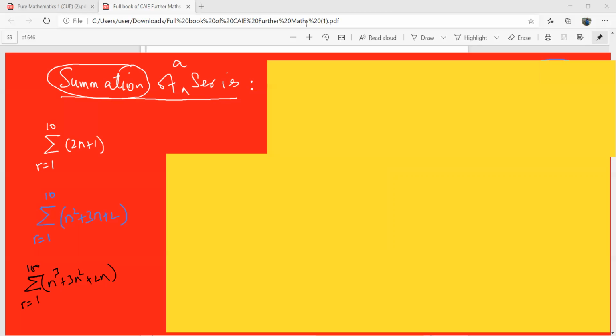For example, you can have 4, 4, 4, and so on. So what will be its nth term? If it is 4, 4, 4, and so on, what will be the nth term? That will be 4. So suppose you want to find the sum of r from 1 to 10, and this is just 4. Wouldn't that mean this is going to be 4 times 10? Yes. So that would be 40.